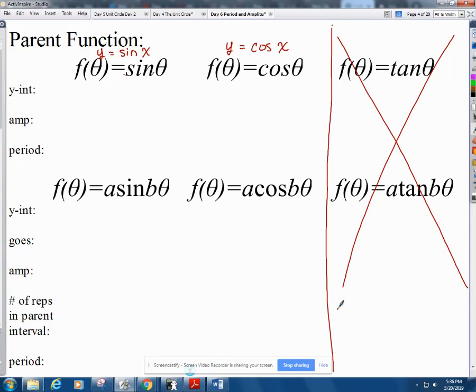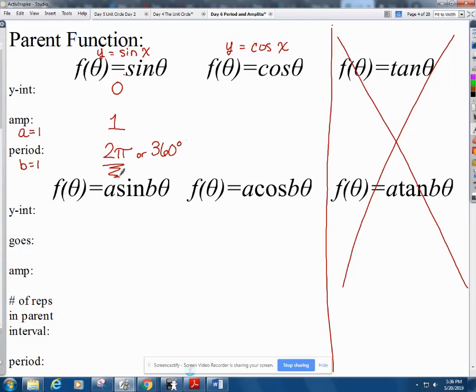Okay, for a sine parent function, the y-intercept is at 0. The amplitude, or the height: because a is equal to 1, our amplitude is 1. And b is also equal to 1, so the period is just 2 pi. So the length of one cycle of the parent function is 2 pi. It's 360 degrees, but really any question you're asked about period is going to be in radians.